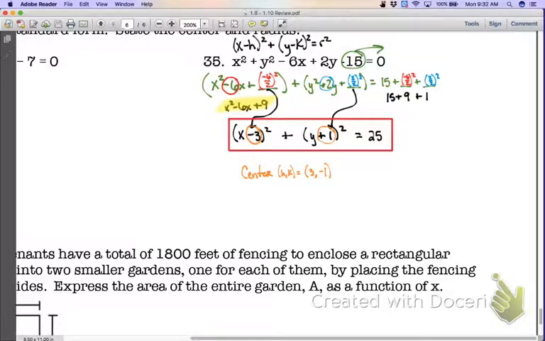And then the radius, all I have to do with the radius is just take that 25. What's the square root of 25? 5. So there's the second part.